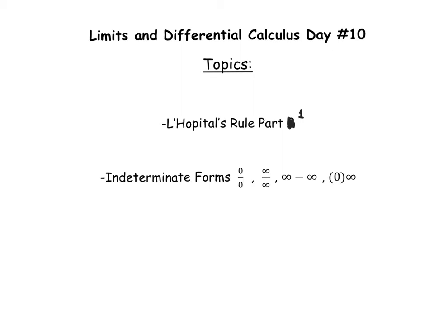The indeterminate forms that we're going to see today are 0 over 0, infinity over infinity, infinity minus infinity, and 0 times infinity. L'Hopital's rule is specifically applied to evaluating limits, and these are the four indeterminate forms that we're going to talk about today. So let's go ahead and get started.